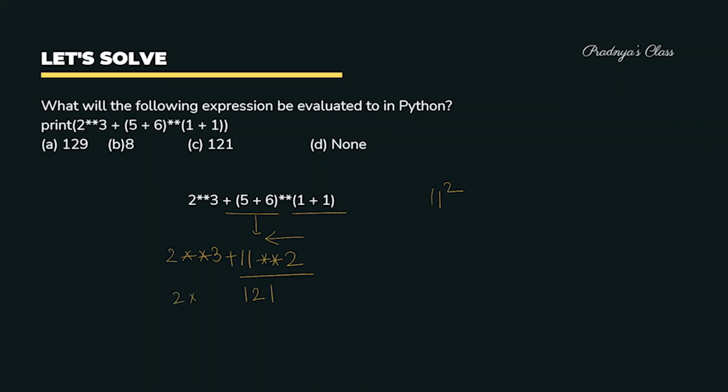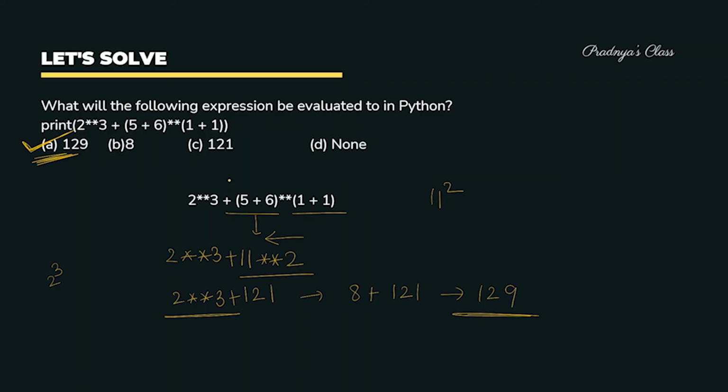Now we got this term: 2 exponentiation operator 3 plus 121. According to the priority list we will calculate exponentiation first. So 2 cube will get calculated first. 2 cube is 8. 8 plus 121. So we got the answer 129. So you can see here 129 is in option A, तो हमारा करेक्ट आंसर है ऑप्शन ए.